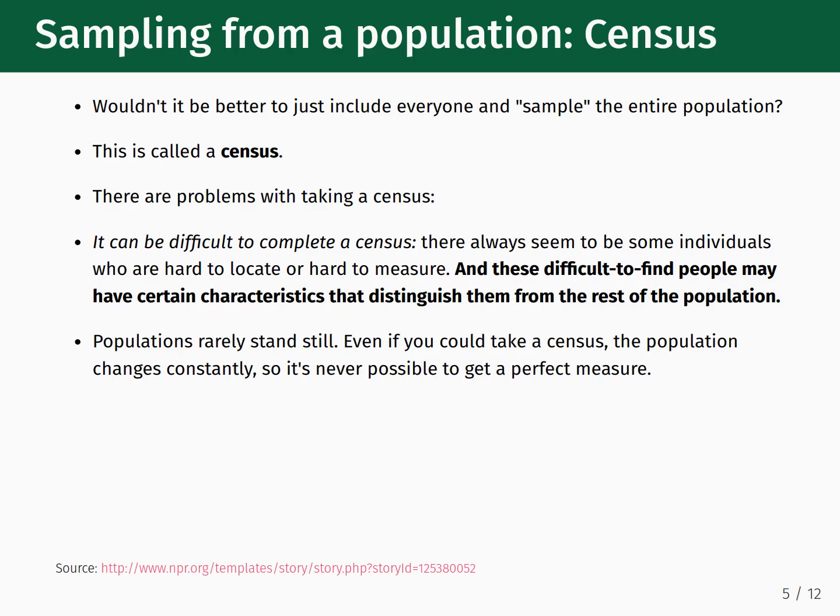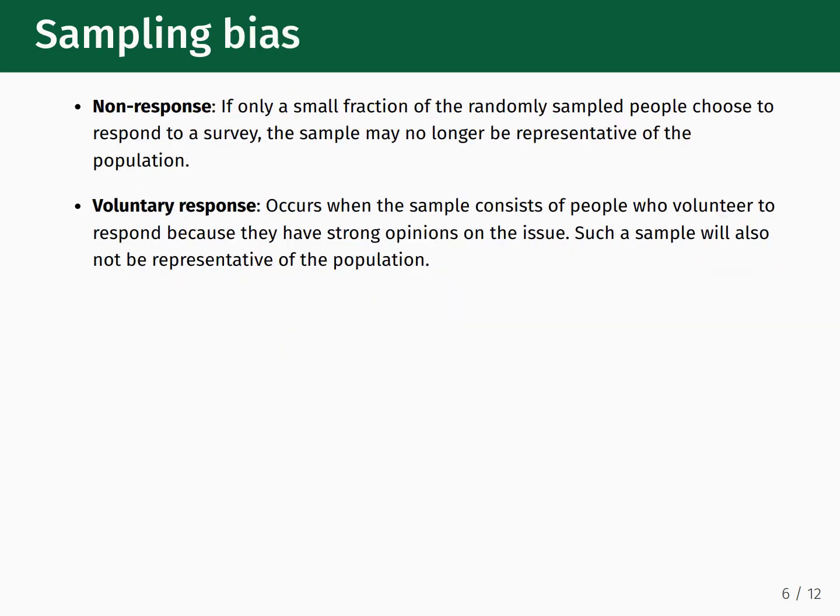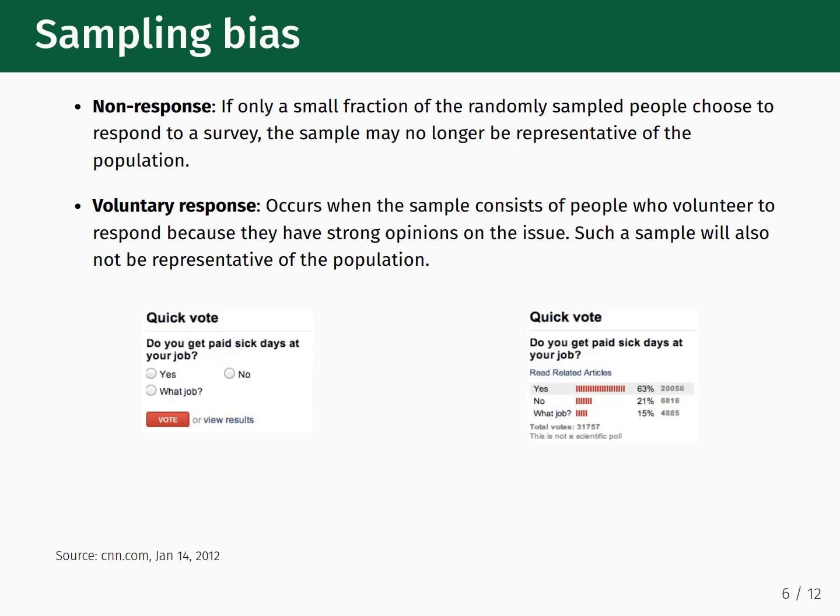Let's consider some of the mechanisms that can lead to a sample becoming biased such that it is no longer representative, continuing with examples involving people responding to surveys. One source of bias is non-response, which means that only a small fraction of the randomly sampled people chose to respond to a survey. Another source of bias is voluntary response, which occurs when the sample consists of people that volunteer to respond because they have strong opinions on the issue. This situation applies to non-scientific internet polls, for example.